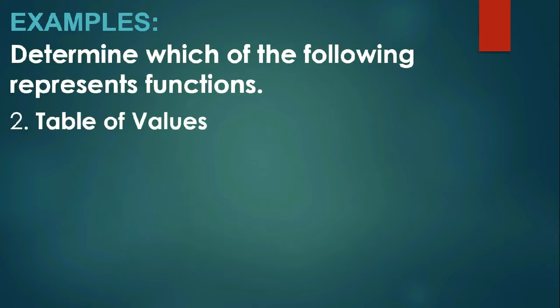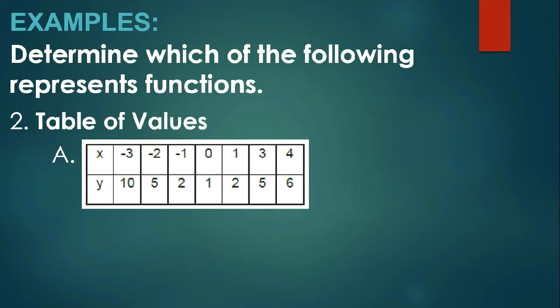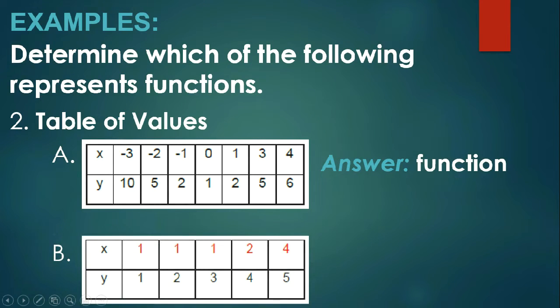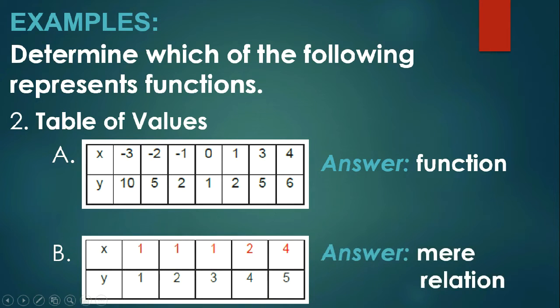Second example, we have what if the given is represented in its table of values? Example A, we have this one. So, para ma-identify natin kung function siya, dapat walang mauulit doon sa row ni X. So, -3, -2, -1, 0, 1, 3, and 4. Since walang naulit, example A is a function. Example B. Let's look at this row. 1, 1, 1, 2, and 4. Since tatlong beses nang appear si 1, this is just a mere relation.